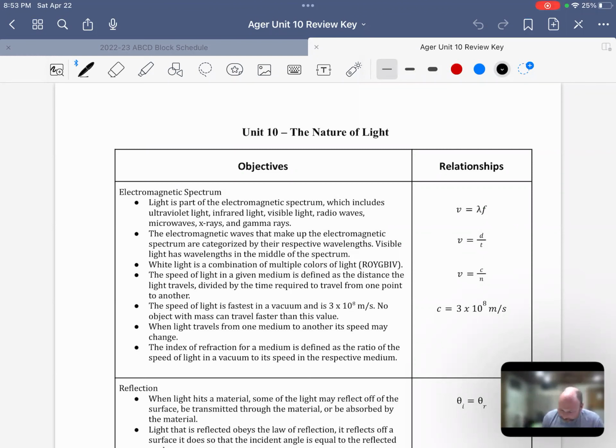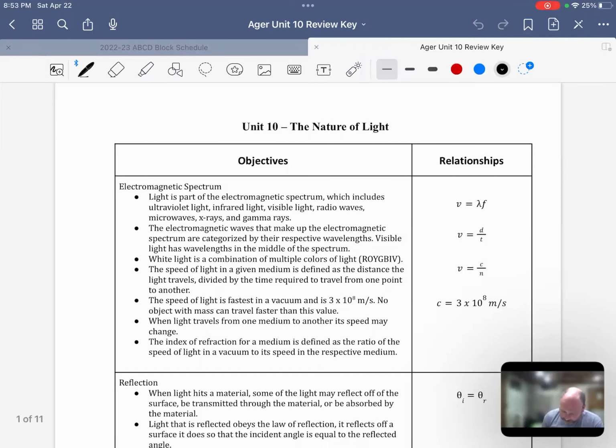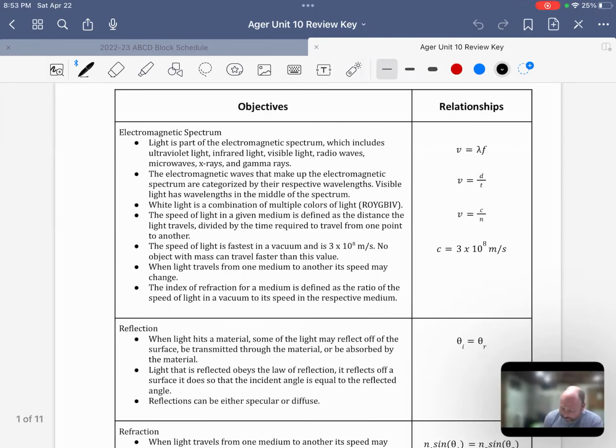So anyway, a quick little review of the equations here. First little section: electromagnetic spectrum. There's a couple equations in this. You definitely need to be able to use all of these. The first one, the fundamental wave equation, is pretty basic: wavelength times frequency is velocity. You need to know about light traveling. So velocity is distance over time here.